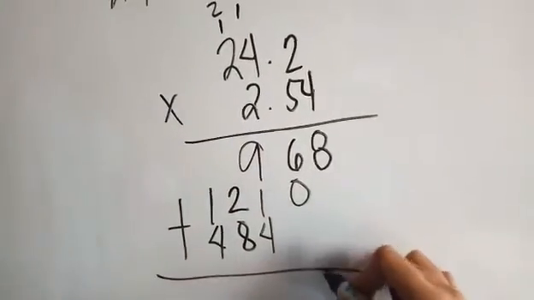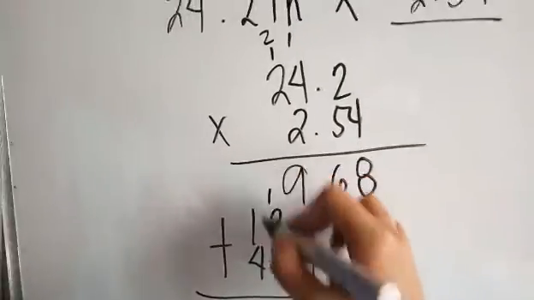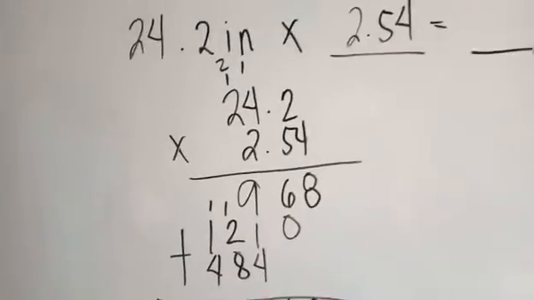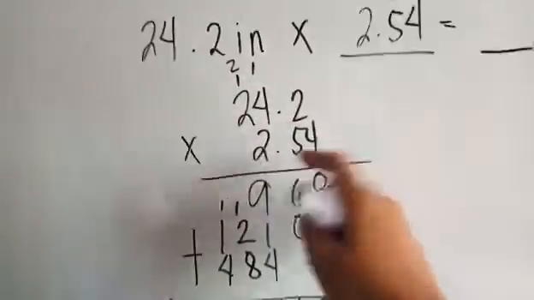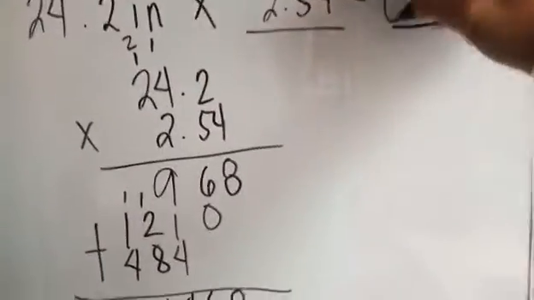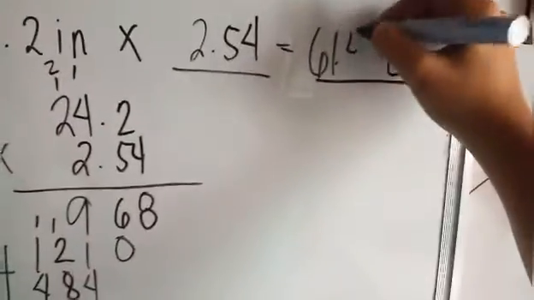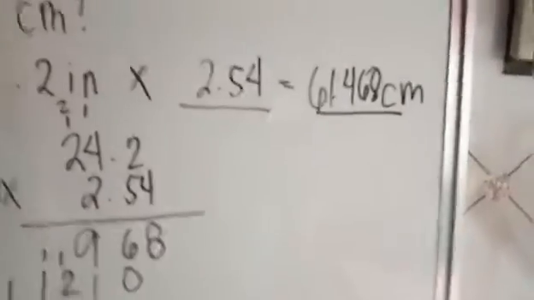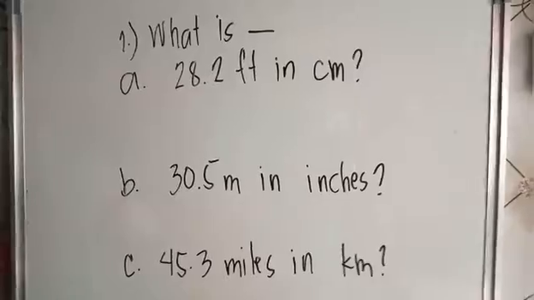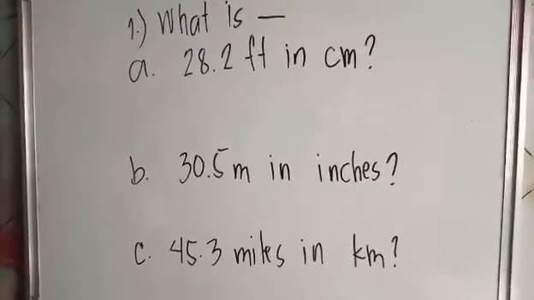So, we have 8, 6, 14, 11, then we have 6. Then, yung point, we have 1, 2, 3 point. So, yung ating sagot ay 61.468 centimeters. So, ganun lang siya kasimple. Para ma-master nyo, let's have more examples.